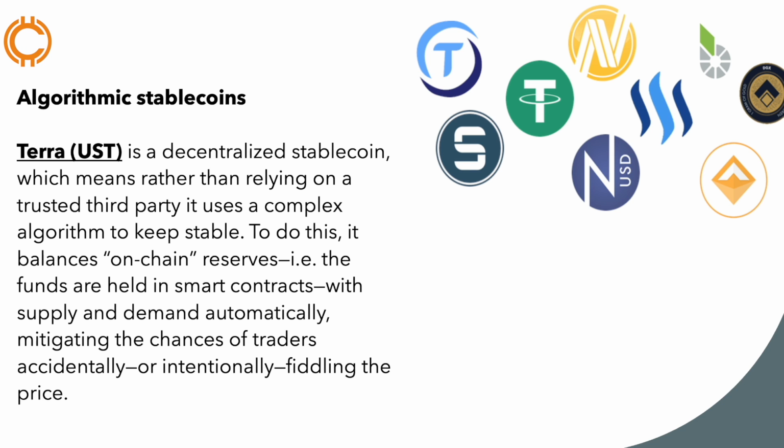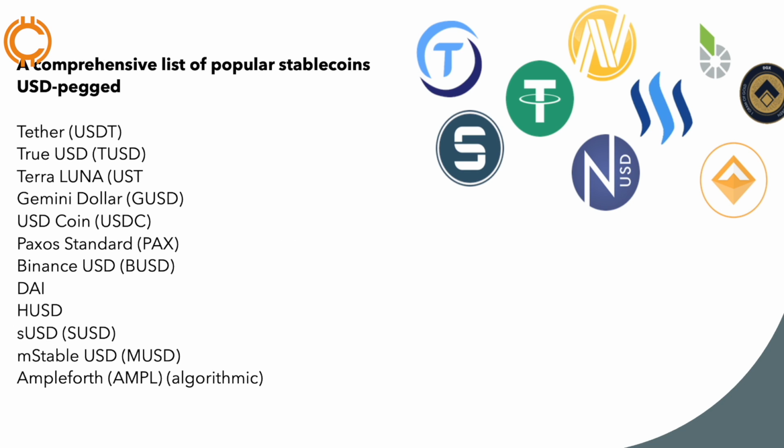Then you have algorithmic stablecoins. Something like Terra UST, which has just recently come into the market, is a decentralized stablecoin, which means rather than relying on a trusted third party, it uses a complex algorithm to stay stable. To do this, it balances on-chain reserves. The funds are held in smart contracts, with supply and demand automatically mitigating the chances of traders accidentally or intentionally fiddling the price. A comprehensive list of popular stablecoins that are USD pegged.